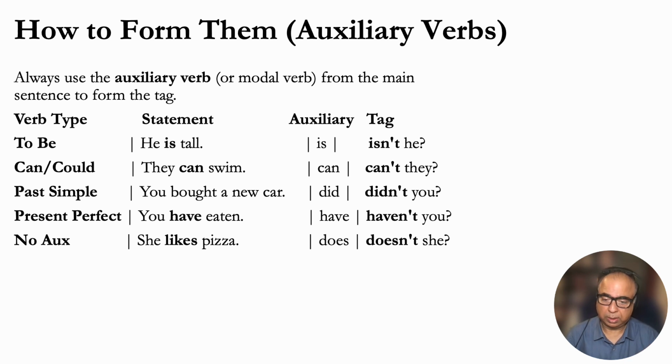Talking about an action that happened in the past. You bought a new car, didn't you? Yeah, I did. Do you like it? Isn't it beautiful? Yes, this is a beautiful car. Okay, present perfect. I have eaten. You have eaten, haven't you? No, I haven't eaten. Oh, I'm so sorry. Let me get you some food.